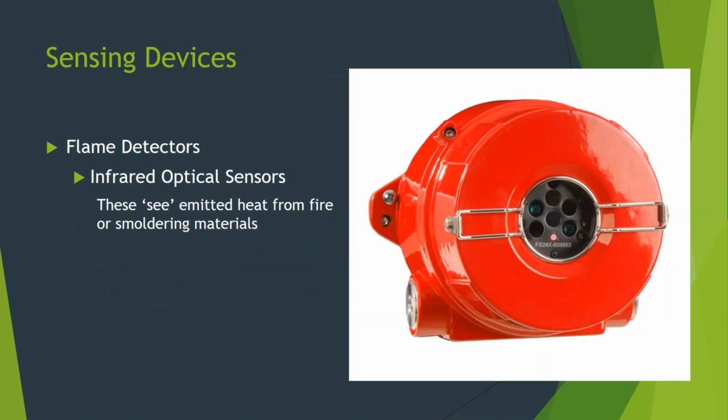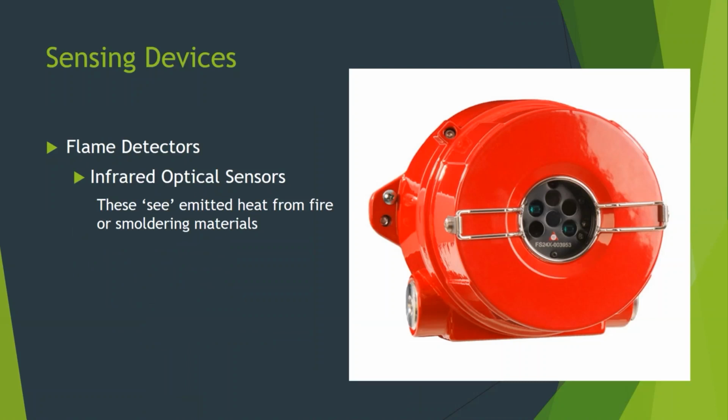Flame or infrared optical sensors. This is another style out there. You saw the style where it's kind of the cylinder with the big lens on the end of them. These are going to see emitted heat from a fire, or the big key is they can see smoldering material. So they can actually see a fire forming before it becomes a fire. Okay, and that's their big advantage. You don't have to wait until there's enough smoke to trigger a smoke detector.